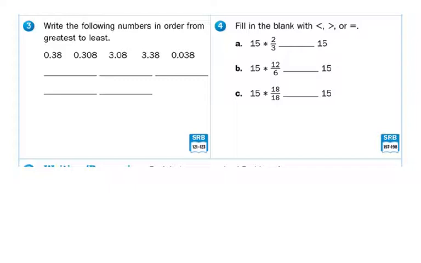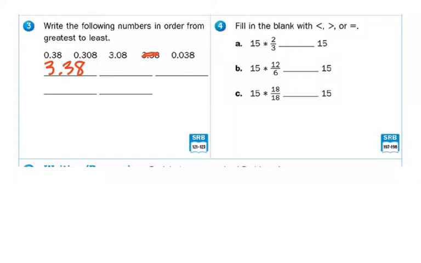Number 3, write the following numbers in order from greatest to least. First thing I'm going to do is look at the ones place. Well, I have 2 of them that begin with a 3. So those would be greater than the ones beginning with 0. So then I go to the next place value, the tenths, 0 and 3. Which one is larger? This one right here, 3 and 38 hundredths. Cross that one off.